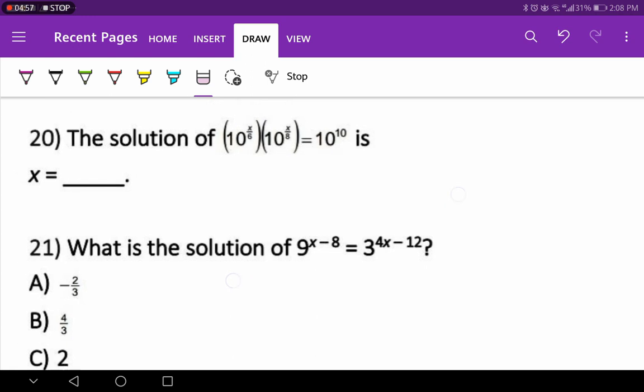Okay, now we have this. Read, Muhammad. Question 20: find the solution of 10 to the power of x over 6 multiplied by 10 to the power of x over 8 equals 10 to the power of 10.